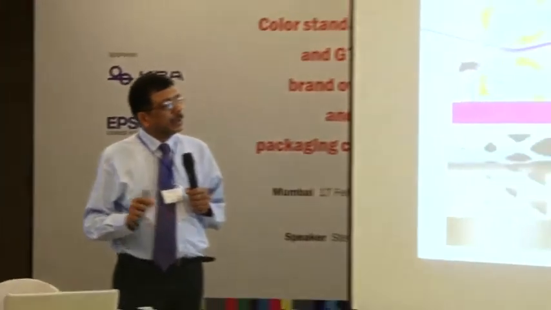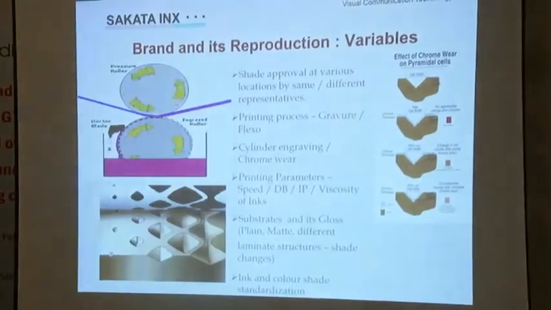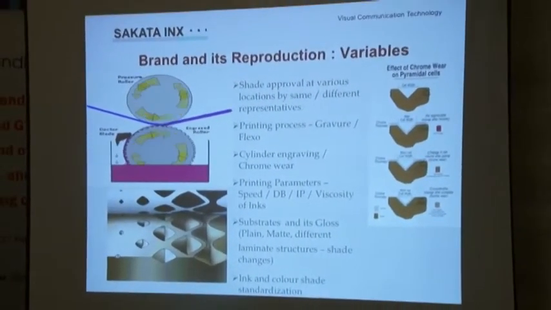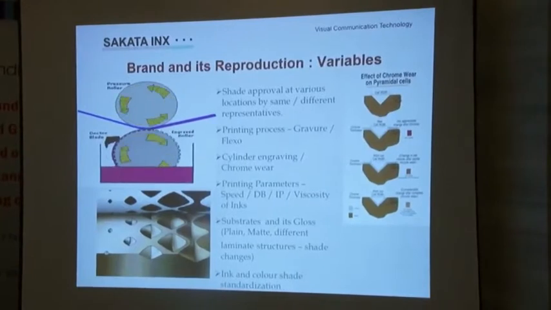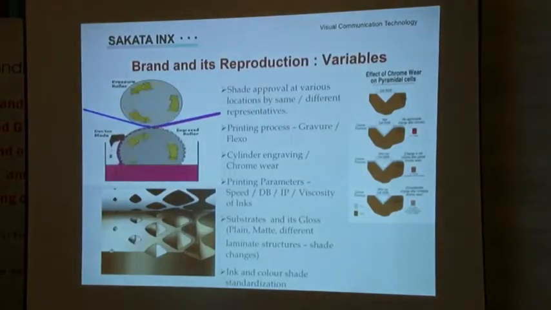Now let us say we have standardized the color. Even the ink supplier has been able to give the right LAB that you had been expecting, and you have approved it during the designing or approval of the brand. So the same ink has been supplied, but what happens during printing? Shade approval at various locations by the same or different representatives from the brand. Let us say we have to print Coca-Cola. Now this Coca-Cola has to be printed at 6-7 different locations.